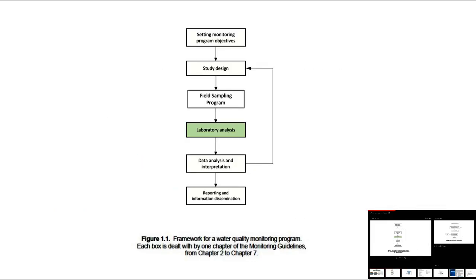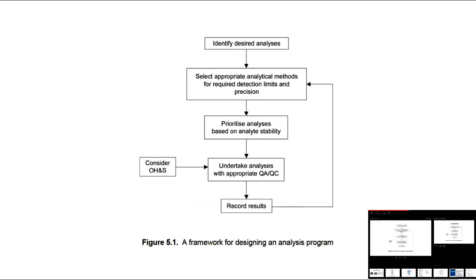So if we go back to our guiding framework, we've now moved down, as you can see, a fair way through the general process for undertaking a monitoring program. As I said, we've been out into the field, we've done our sampling, we dealt with that in the previous module, and now we want to turn that sample into data by conducting appropriate analyses on it. Now if we go to the ANZAC guidelines and look at chapter 5, that chapter deals entirely with laboratory analyses, and that's the main reading that I'll get you to do for this module.